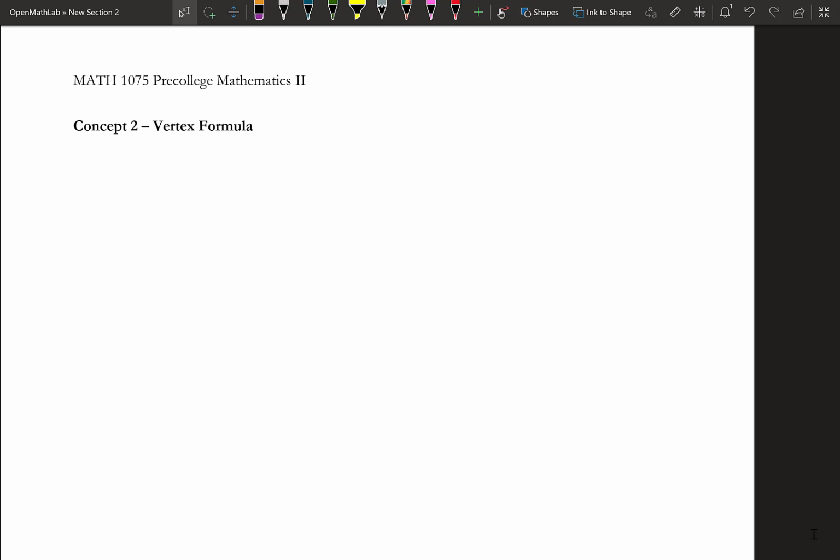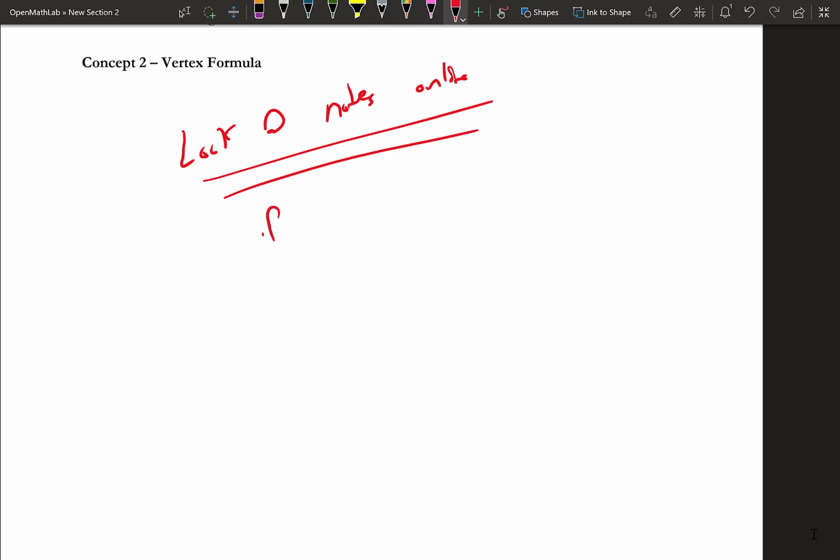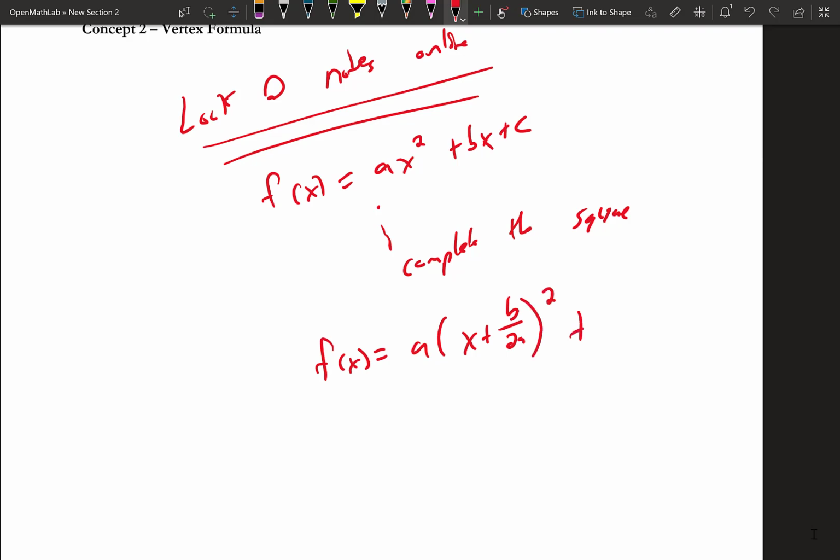I'll just have you look at my notes online to view this. I'm not going to ask you to derive this formula, but just know that basically we're starting with the standard form of a quadratic, f of x equals ax squared plus bx plus c, and then I'm completing the square. And then we end up with the form f of x equals a times the quantity x plus b over 2a, squared, plus 4ac minus b squared all over 4a.